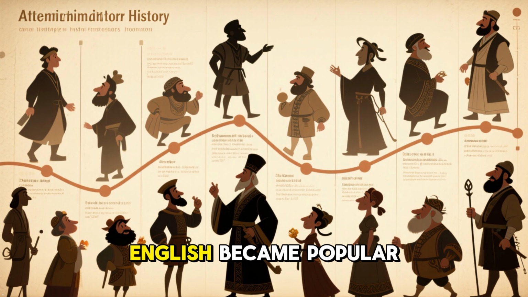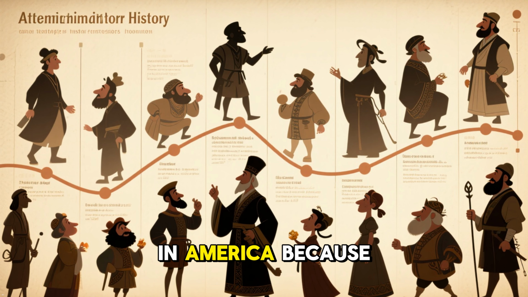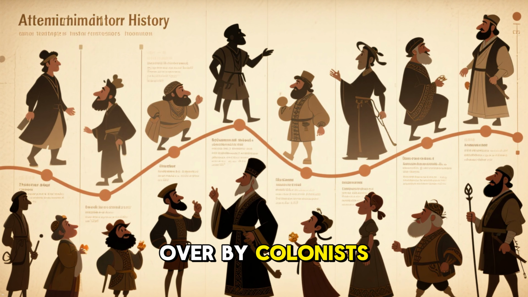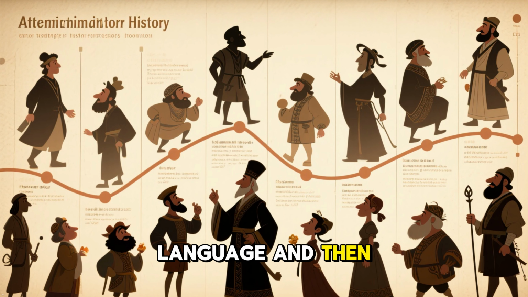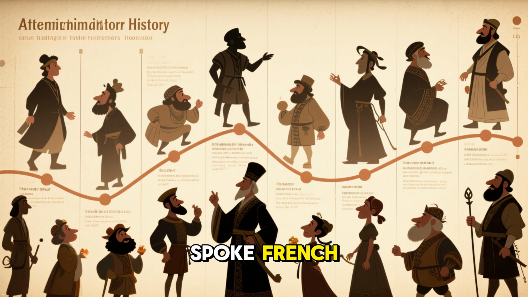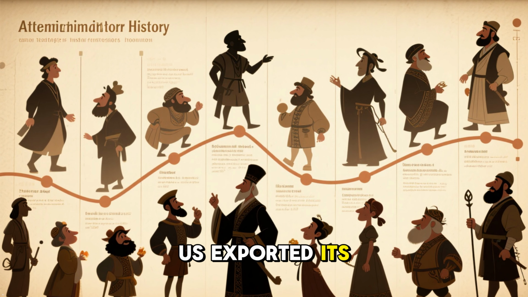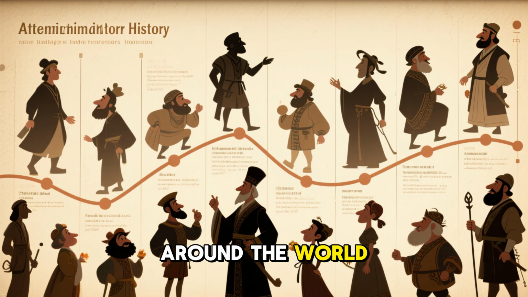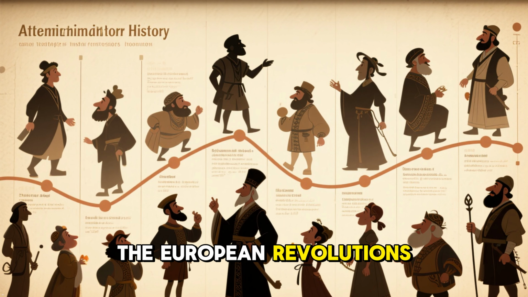So to recap, English became popular in America because it was brought over by colonists who evolved the language and then killed everyone who spoke French. And then the US exported its version of English around the world by helping fund the European revolutions.